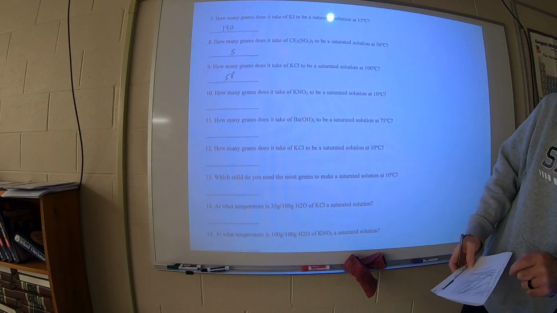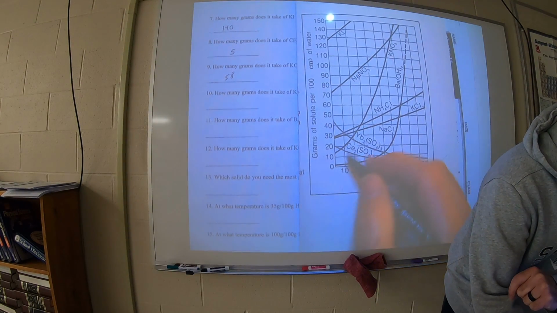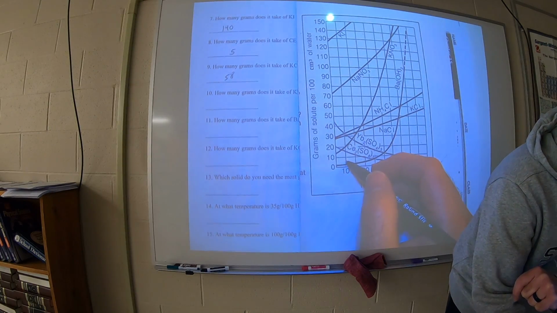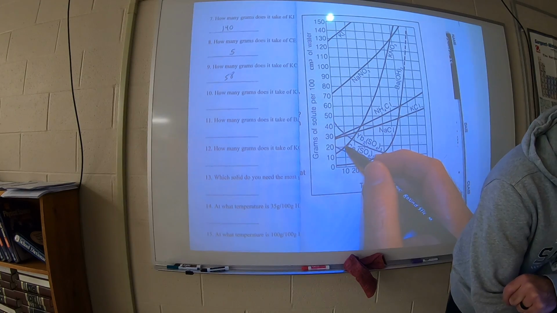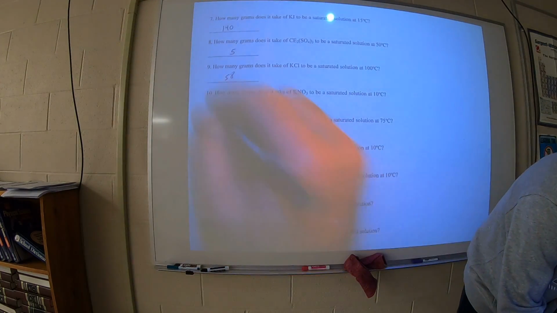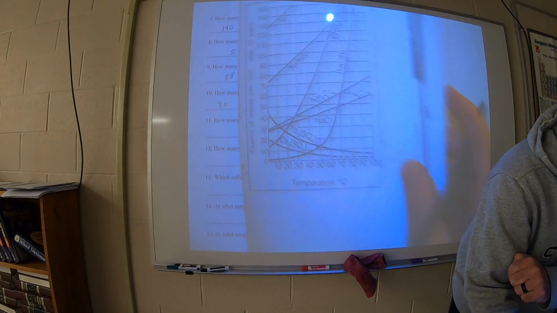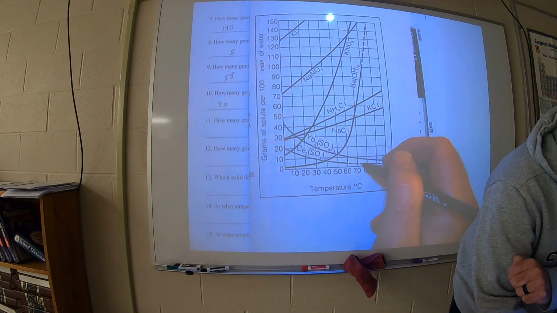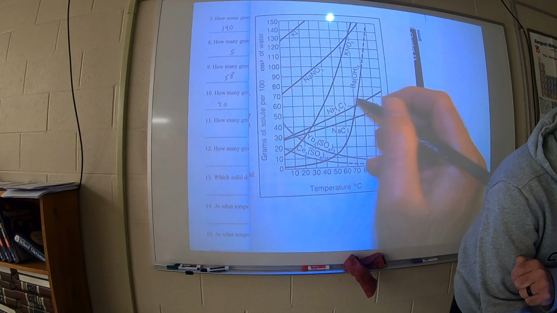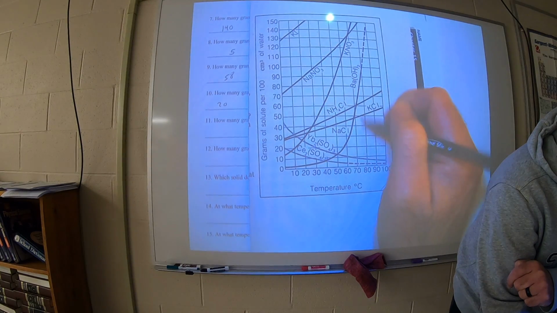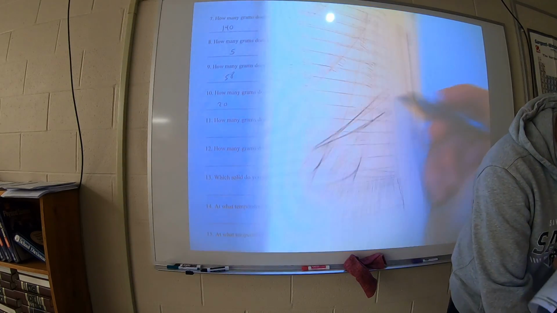How many grams does it take of KNO3 to be a saturated solution at 10? So find 10, intersect it with, was it KNO3? It's right here, about 20. Number 11, how many grams does it take of barium hydroxide to be saturated at 75? So find 75, intersect with barium hydroxide. This is kind of hard to see, but I'd say it's somewhere between 70 and 80. We'll just call it 75.